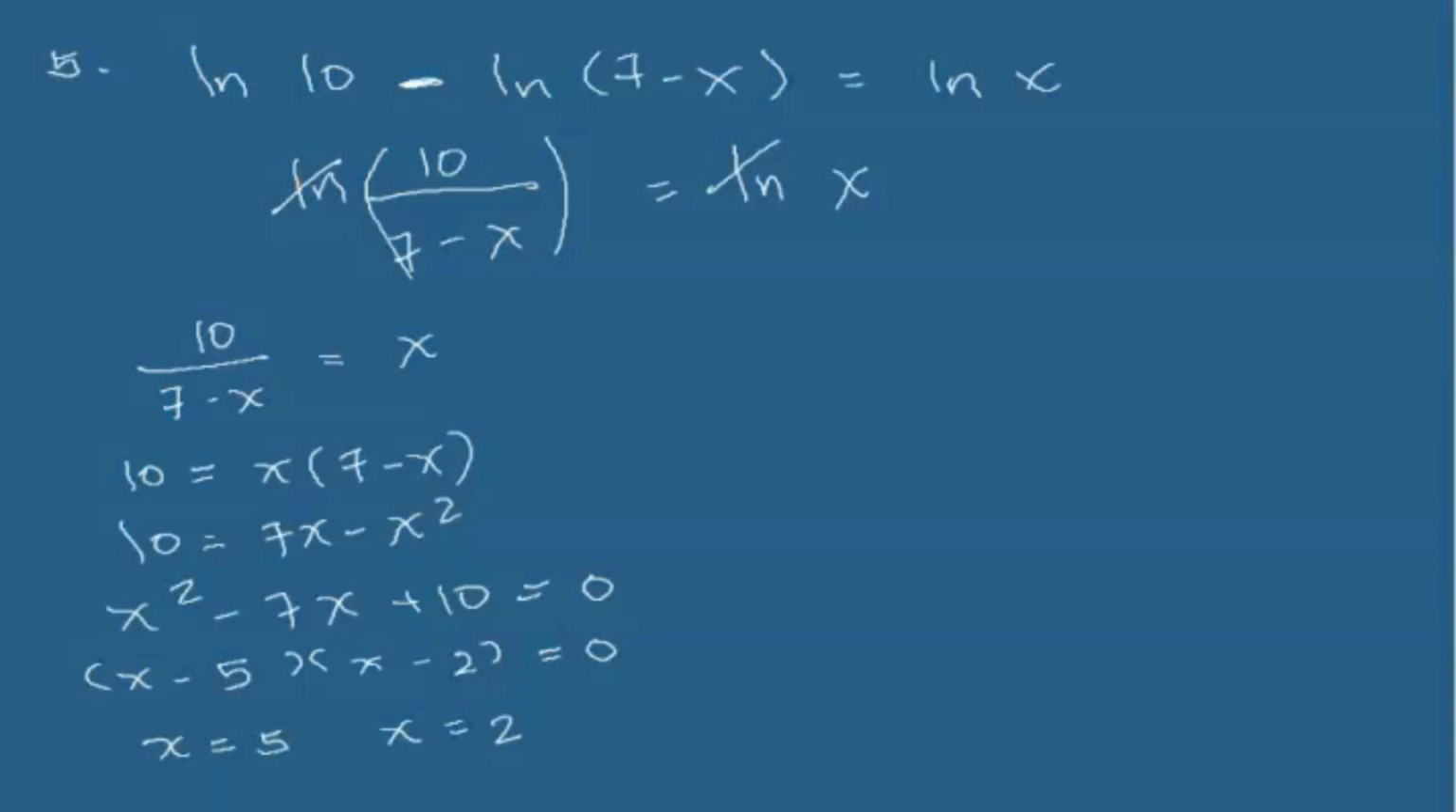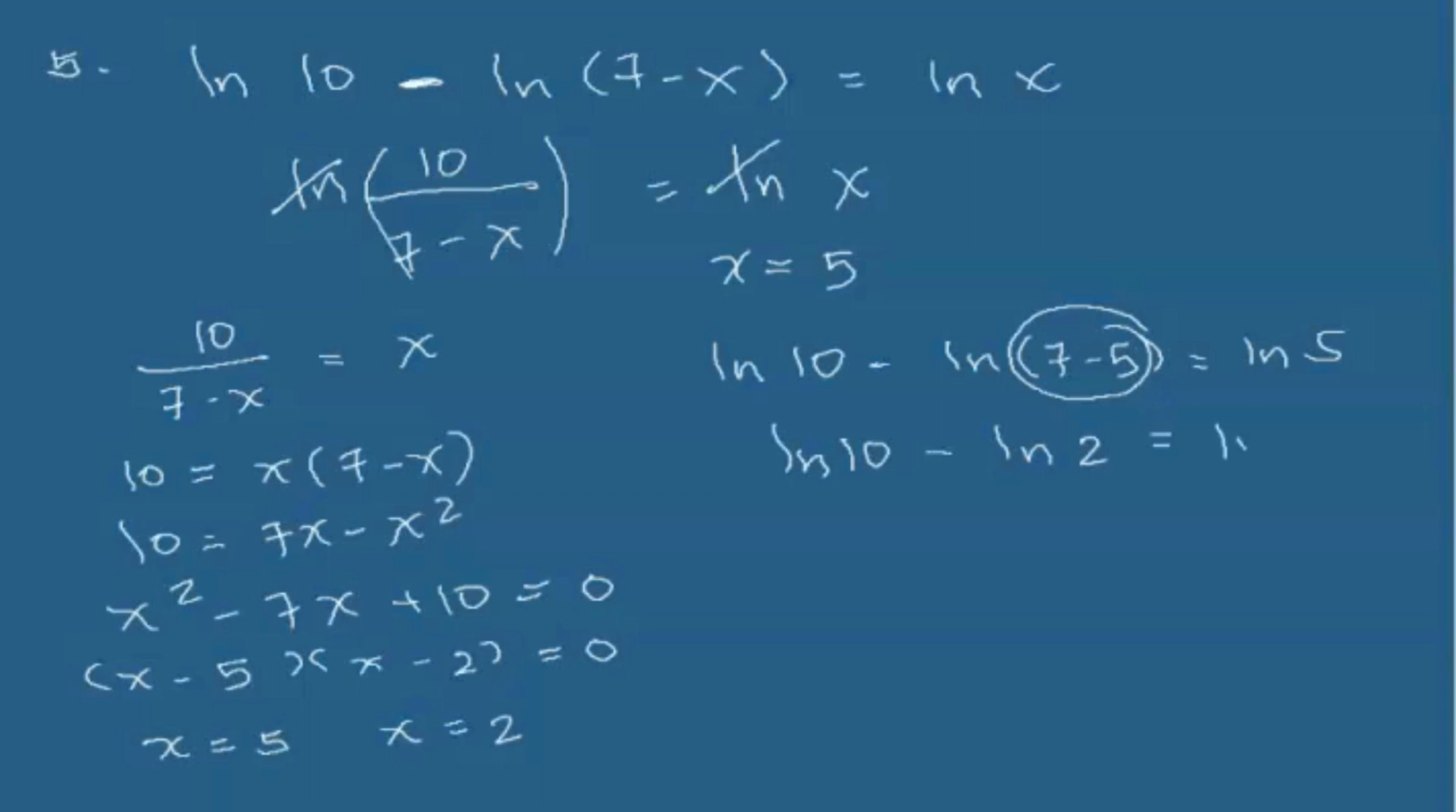And since we have two values of x, we'll check if both of them are possible solutions. So let's start with x equals 5. Substitute to our original equation. So that's ln of 10 minus ln of 7 minus 5 is equal to ln of 5. So 7 minus 5 will be ln of 2. So ln of 10 minus ln of 2 equals ln of 5. Since they all have positive arguments, no negatives, this is a possible solution.